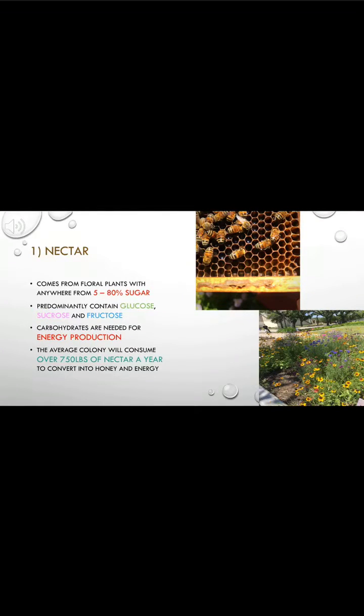Nectar comes from the floral plants, with anywhere from 5 to 80% sugar concentration, but the majority being around 25%. There are three main sugars in the honeybee's diet, and they vary in proportion in relation to the specific plant. The three are glucose, sucrose, and fructose. Carbohydrates are key to the production of energy. The average colony will consume over 750 pounds of nectar a year. The colony will convert the nectar into honey and energy.